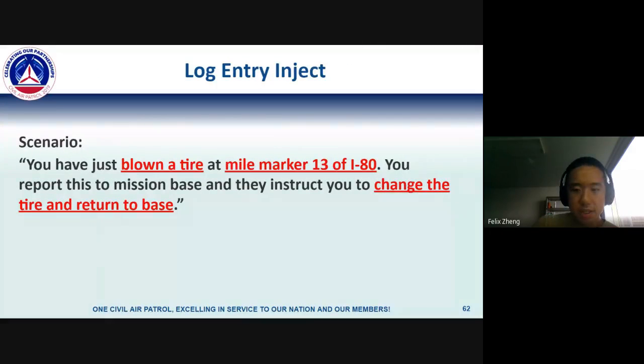So finish logging this down. Blown a tire, mile marker 13 of I-80. Change the tire, return to base. We have a mention in the chat that shorthand is great. Shorthand is indeed great, but make sure other people can understand your shorthand.